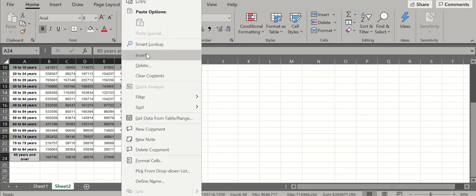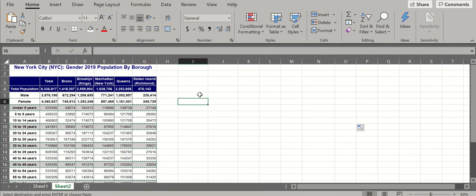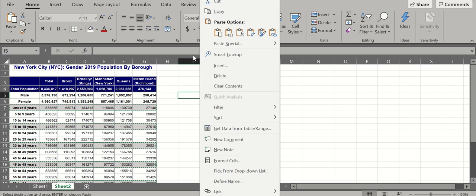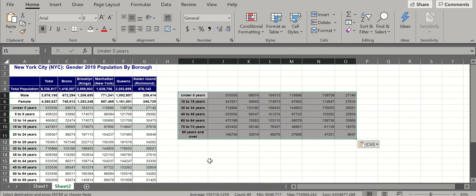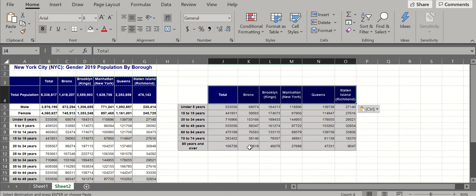I'm going to copy this all, right click, copy, and paste it right here. So those are our age groups. Again, you would do the same thing, but instead of the different ages, you would have the different regions. Now I want to line this up with what these numbers are representing.